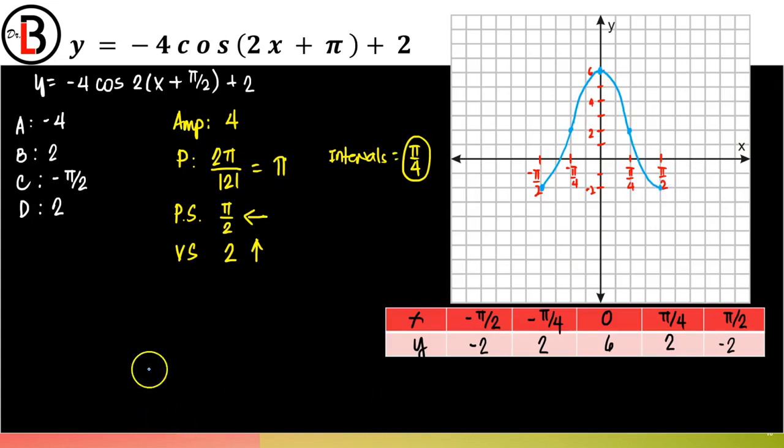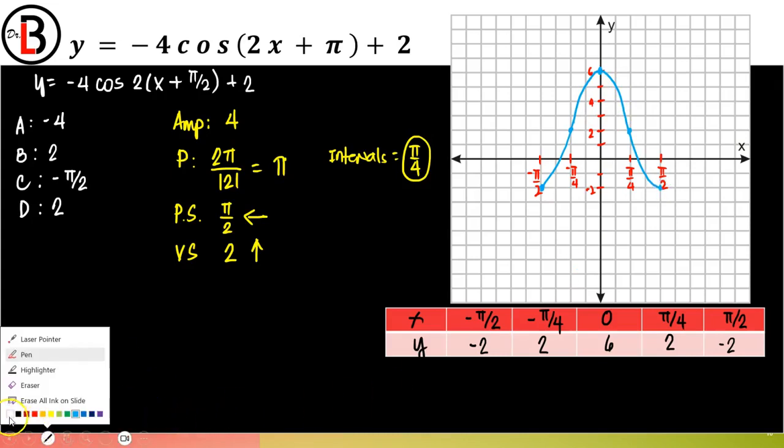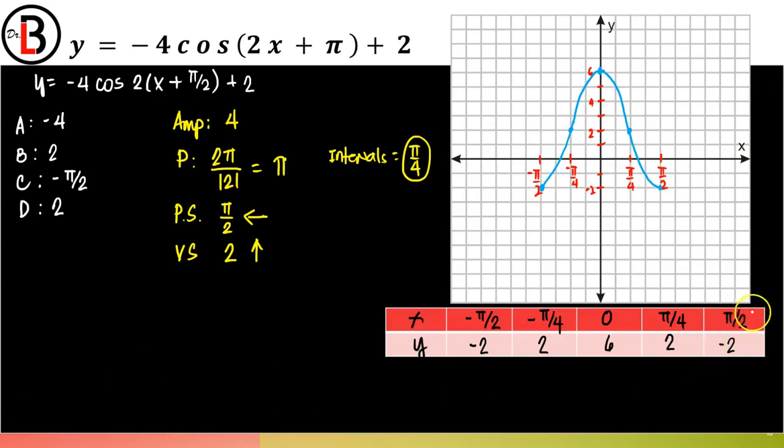Alright. So let's check. Pi over 2 is the last number on the right, and then the first number on the left is negative pi over 2. Pi over 2 minus negative pi over 2, that gives us pi, which is the period of one interval. So that means if I ask you for one cycle, that is from negative pi over 2 up to pi over 2.